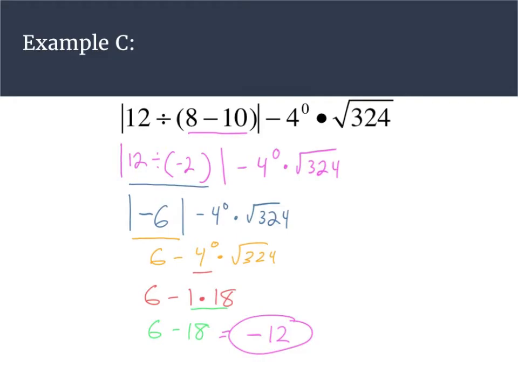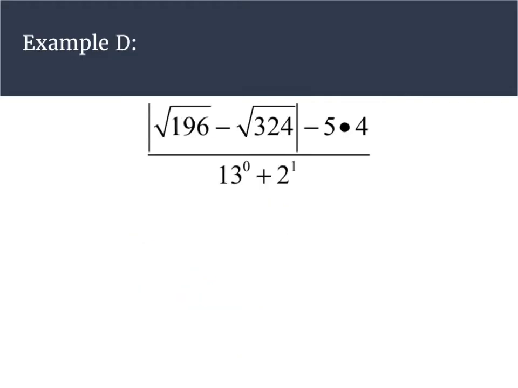And let's move on to the last example. So here we are at the last example, and we've got a large division problem again. We've got exponents, we've got square roots, we've got absolute value and multiplication. It looks like we have a lot of things to do. So let's go ahead and get started. It's not letting us out easy on this one.